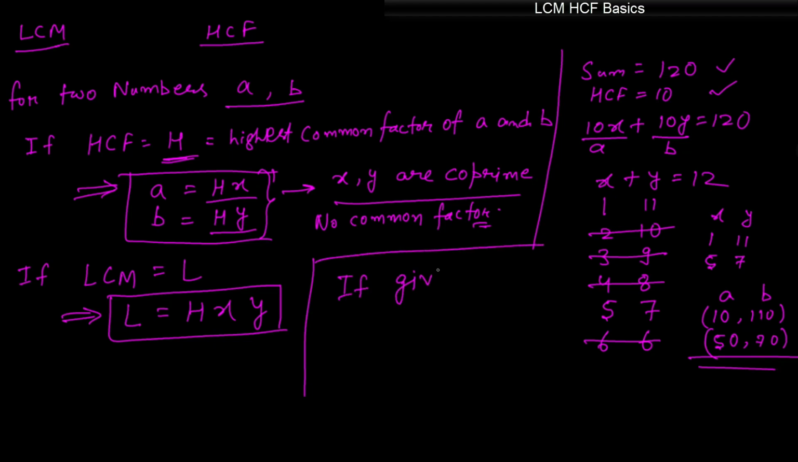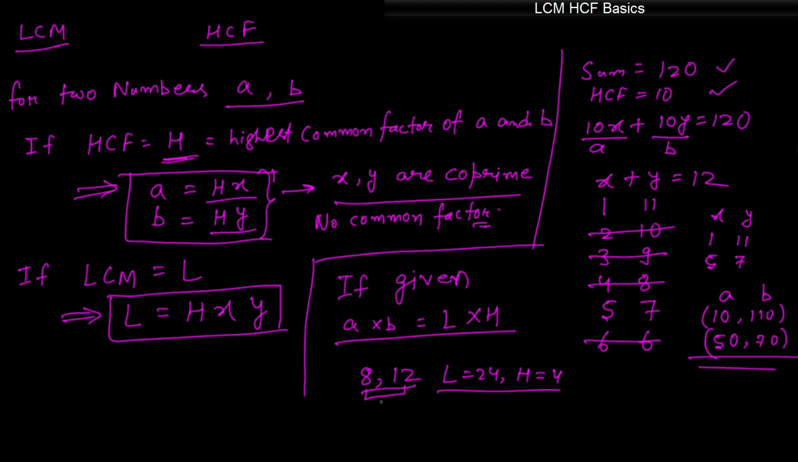If it is not backwards, it is if given, then the product of numbers is equal to the product of LCM and HCF. Now, right? For example, if I take a situation like 8 and 12, what is their LCM? LCM is 24. What is their HCF? HCF is 4. So these things are given. You can check that 8 into 12, that is 96, is equal to 24 into 4, right? Or 24 into 4. That's how it works, right?